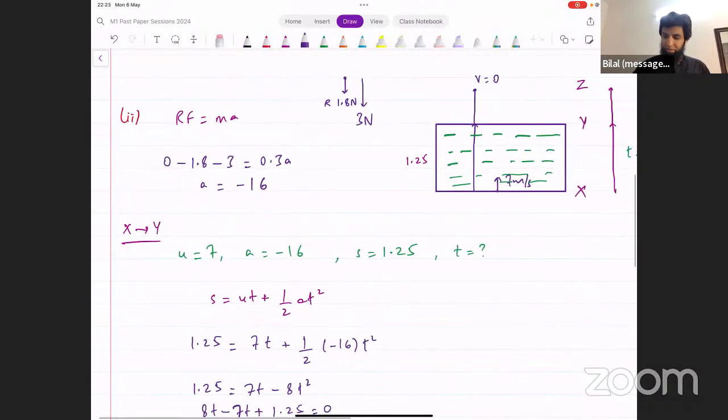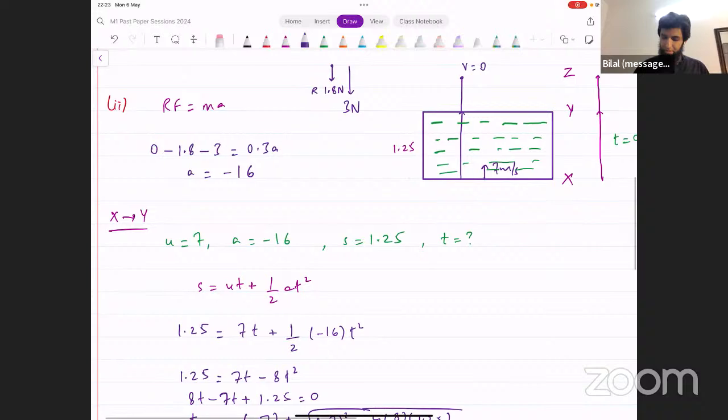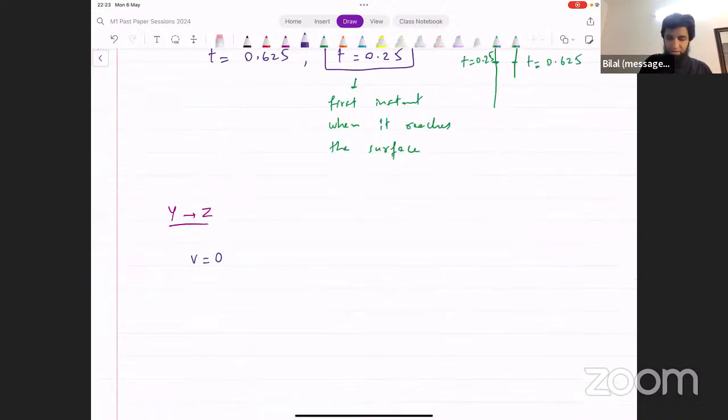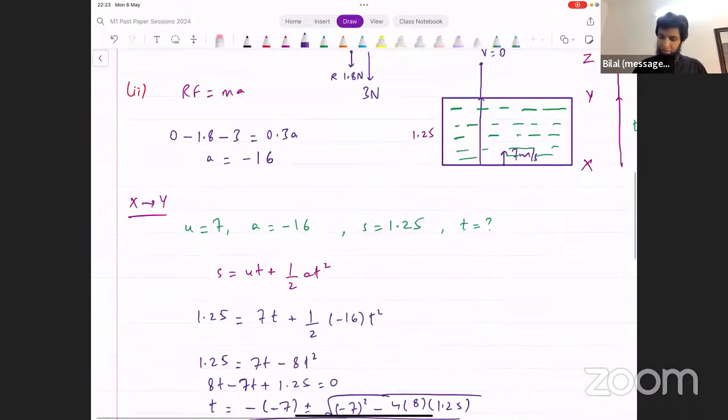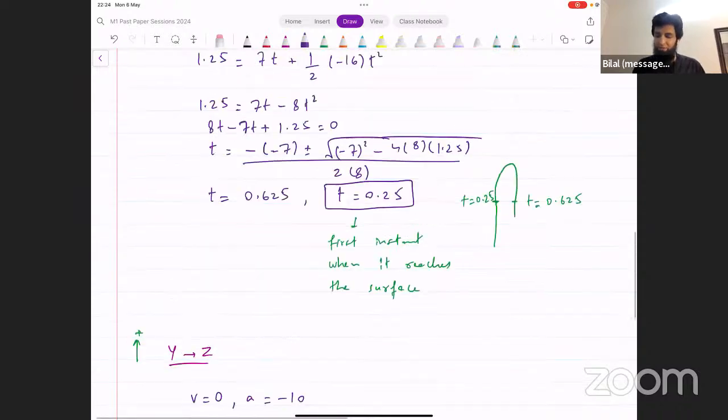Y to Z, what do we know about Y to Z part of the journey? That is giving me final velocity 0. That's one thing that we have. It's in the air now. What about acceleration? It will be -10. We're considering upwards positive because the particle is moving in the upwards direction. We're saying acceleration is therefore -10.